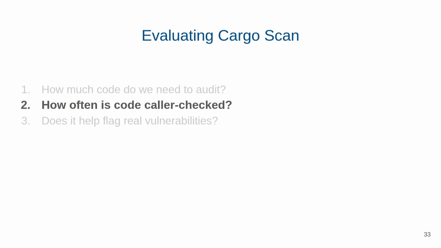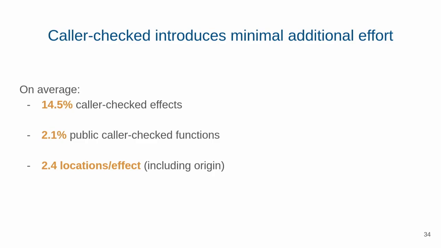Then we want to answer how often is code color checked. So in practice, we did have reasoning about the calling context was actually necessary when we audited hyper and the dependencies, and on average, we marked 14.5% of the effects as color checked, and we also, even though it was rare, had to reason about color checked effects across crates. So we had 2.1% of public functions marked as color checked.